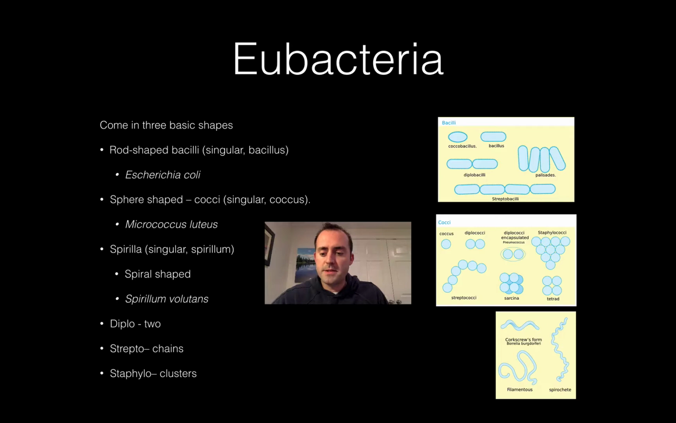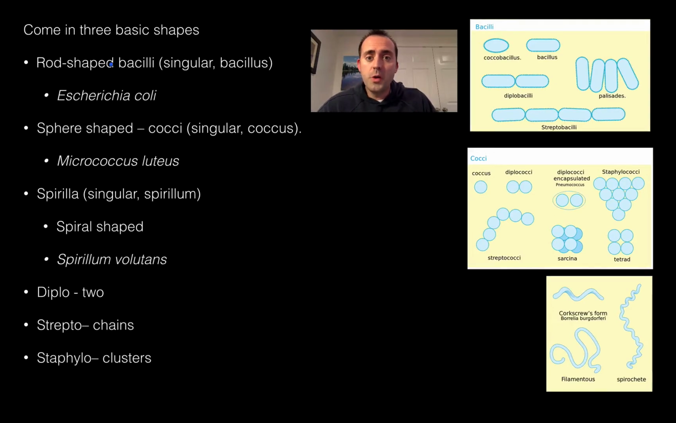So now we're going to move on to the next domain, Eubacteria, the bacteria that we deal with in our everyday life. And these bacteria by far are probably the most diverse we find on this planet. And so we're going to talk about how we classify these bacteria. The first way we classify eubacteria is by their cell shape. Now, all eubacteria are single-celled organisms. They're unicellular, but they come in different shapes.